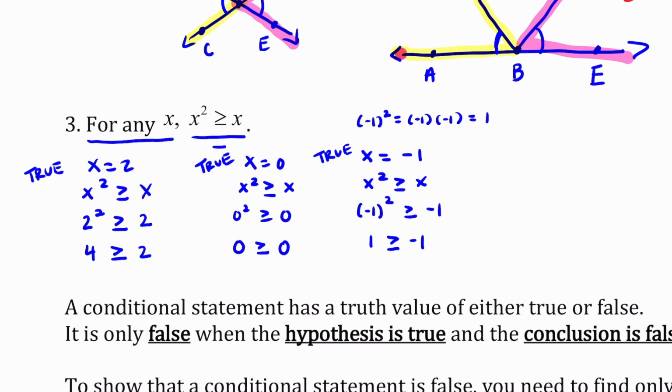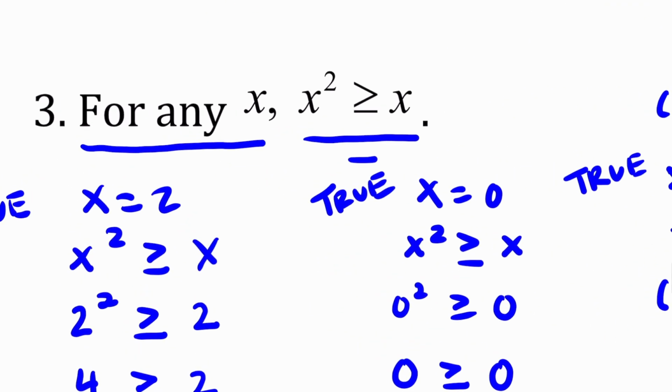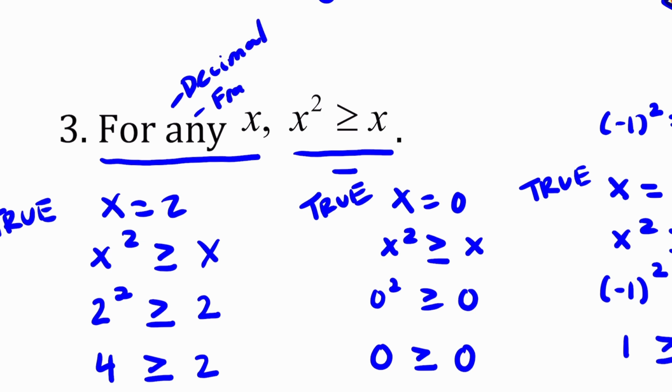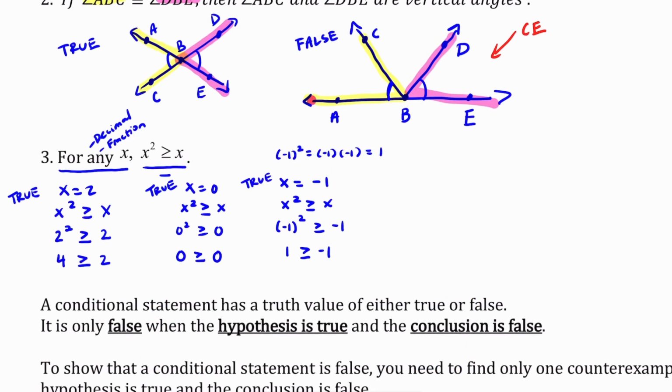So what do I need to do? Well, I need to read the statement, or the conjecture, again. It says for any x, x squared is greater than or equal to x. Well, x can be any number. It can be a positive number, it can be a negative number, it can be 0, it can be a decimal, it can be a fraction. But we didn't even try a decimal or fraction, so let's go ahead and try a fraction. Let's say that x is equal to 1/2.